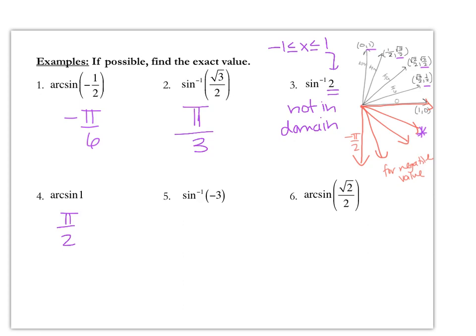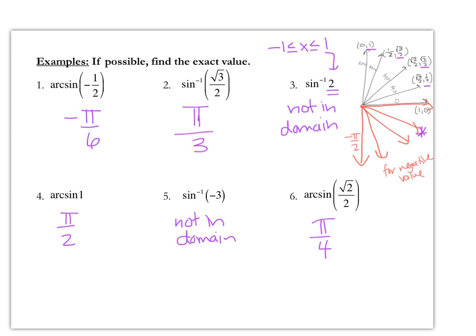Arc sine of -3 is going to fall into the same case as 3, as sine can only have an input value of 1 to -1. So that's the only thing we can input for an inverse sine function. So this is not in the domain as well, so you can't get an answer here. And then arc sine of radical 2 over 2 happens at pi over 4. So this is pi over 4.